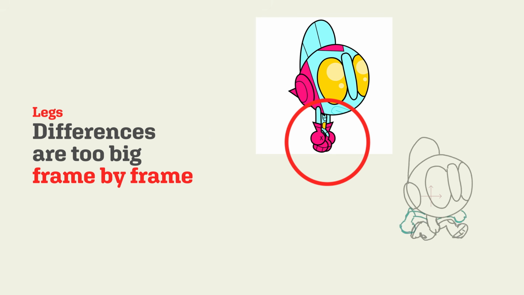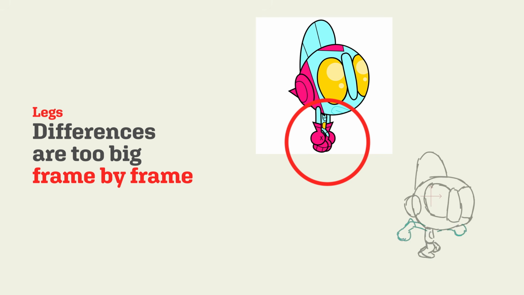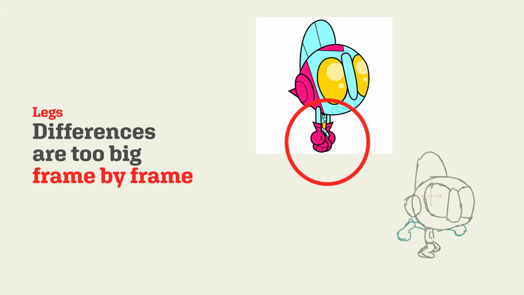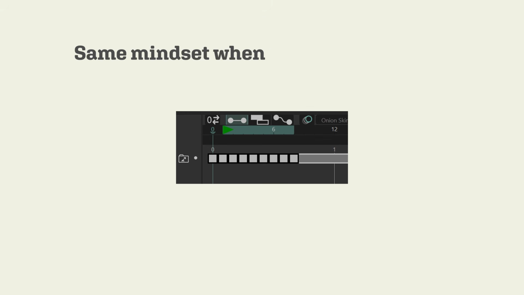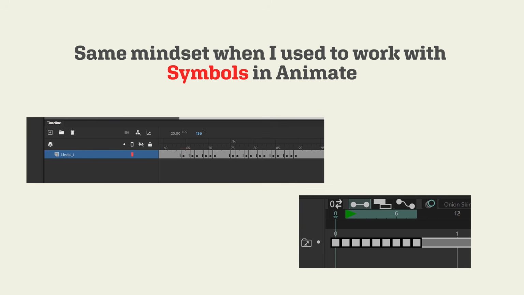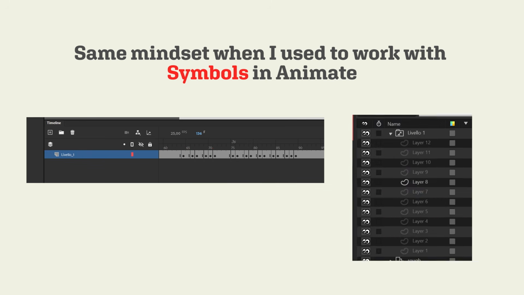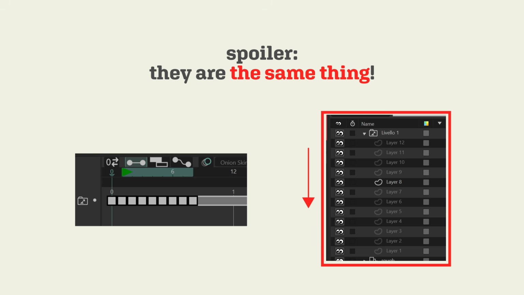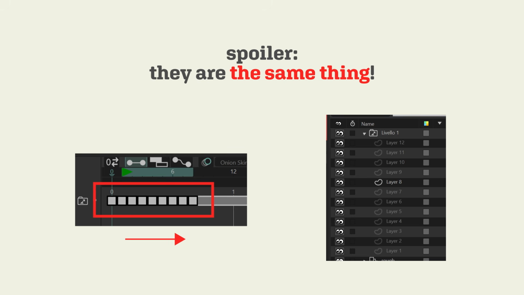For the legs, the differences from one frame to the other are too big, so deformation alone won't cut it. I will use the frame-by-frame layer. I'm planning to approach Moho's frame-by-frame layers with the same mindset I had when I used to work with symbols in Animate. I could have used switch layers instead, but the truth is that they are the same thing. One lays the layers out vertically and cycles through them, the other stacks them horizontally as frames on the timeline.